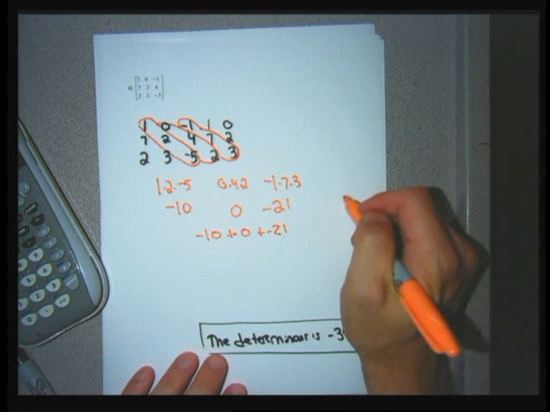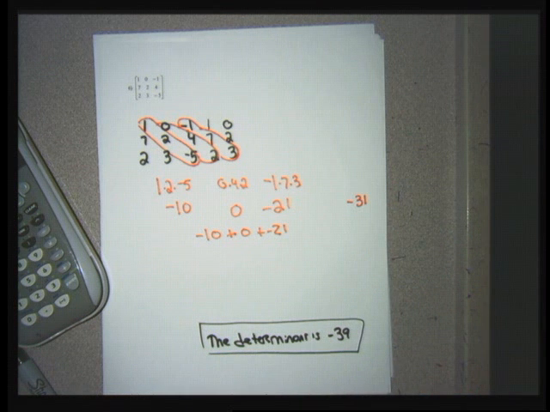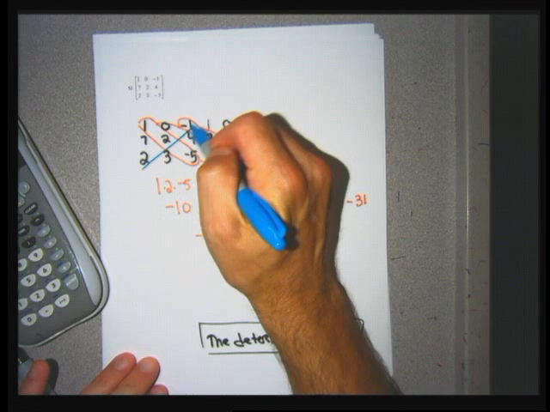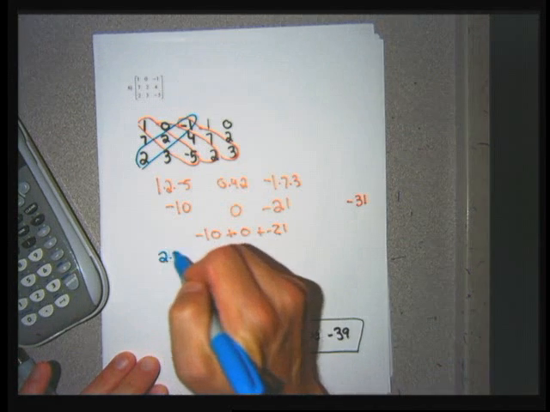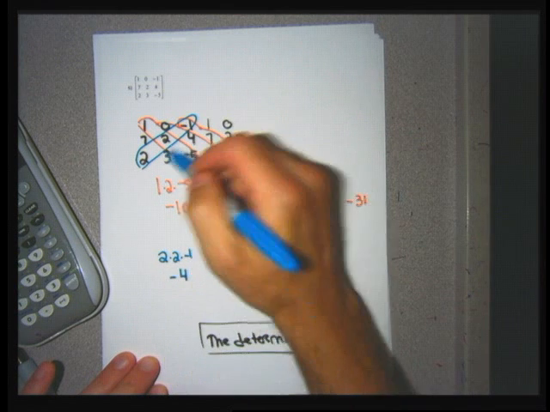So I'm going to just put that off to the side. That's going to be an important number. That's the number I got going down. It's not negative 39. It's not the answer. I'm not there yet. Now I'm going to do the same thing but go up. Start in the bottom left-hand corner as opposed to the top left, and go up and multiply. I multiply 2 times negative 1, which gives me negative 4.